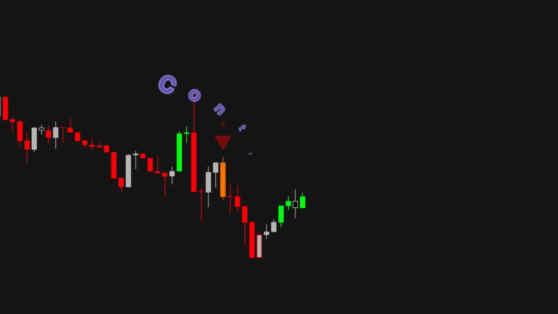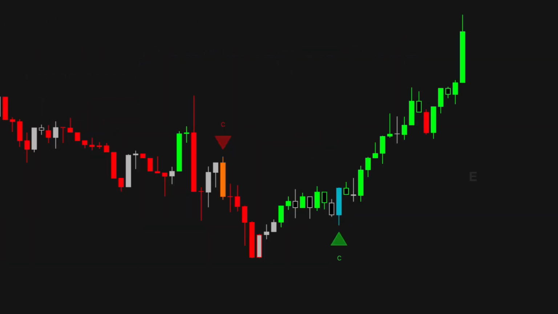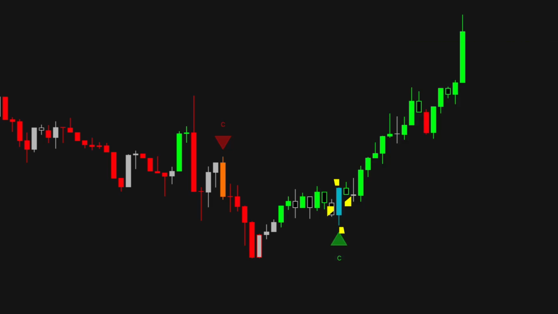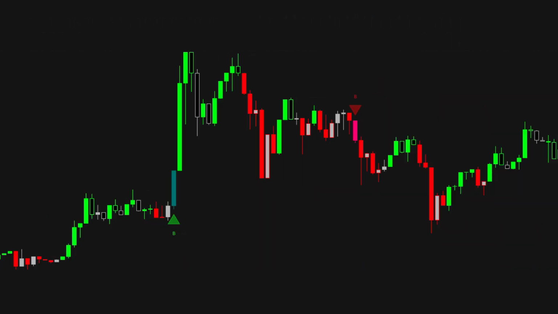reversal. Continuation bars represent the continuation of an existing trend, providing entry points or opportunities to increase an existing position. Turquoise continuation bars represent a bullish continuation, and orange continuation bars represent a bearish continuation. Last but not least, we have the breakout bars.